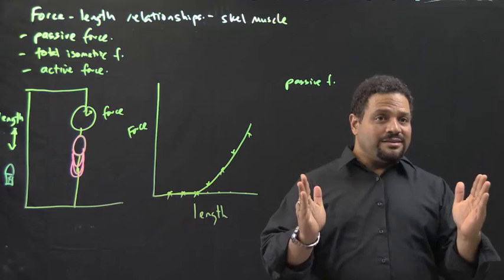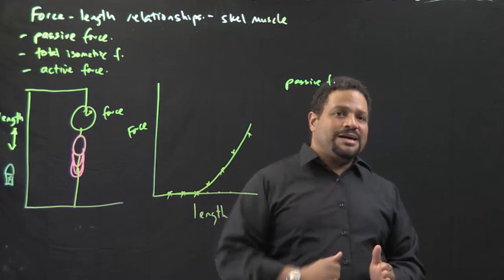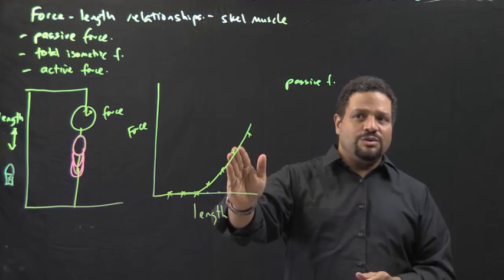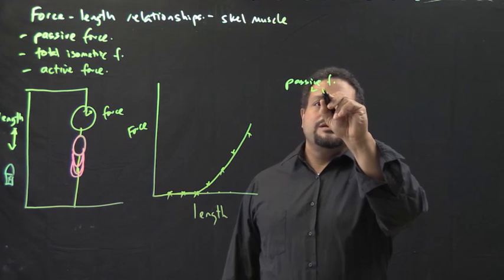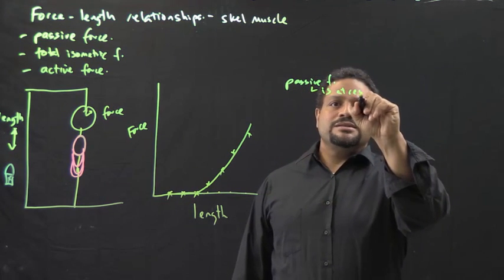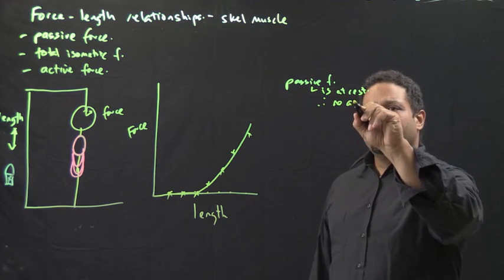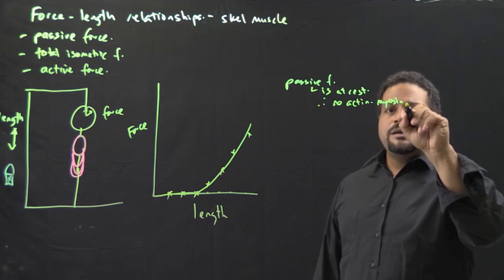There is no actin or myosin interaction involved in the passive force. That's because the muscle is at rest. So it's very important to note that with the passive force, the muscle is at rest. Therefore, there is no actin myosin interaction.